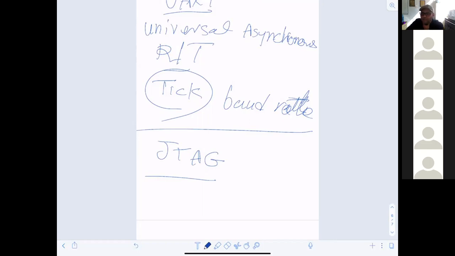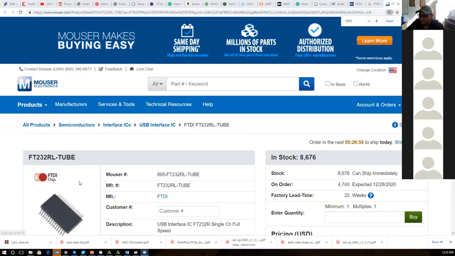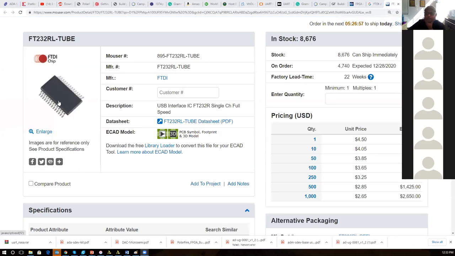Okay, it's called FTDI chip. And this is basically the chip I'm talking about. Let me actually open the share screen with you again. This one. This is the FTDI chip. This is the one you have on the board, which will allow you to start using the UART communication. Sounds good?